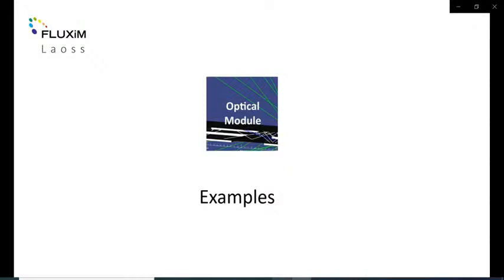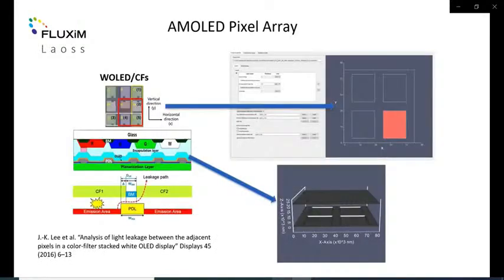Let's now move on to the application examples generated with LAOS Optics. The first example focuses on optical pixel crosstalk. We implemented a similar structure as presented by Lee et al. in LAOS in order to mimic the full display. We simulate the smallest repeating unit and use periodic boundary conditions.